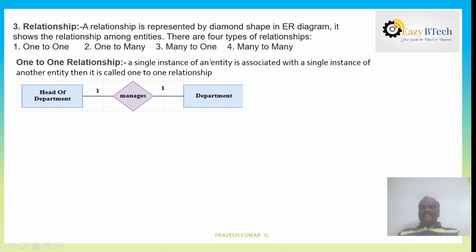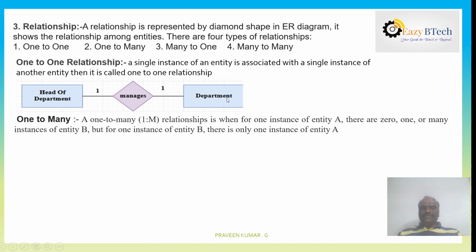What is a one-to-one relationship? A single instance of an entity is associated with a single instance of another entity. Suppose the head of the department, the HOD. If you take the CSE department, there is one HOD. Suppose in a college, we have one principal. If you take the EEE department, only one HOD.